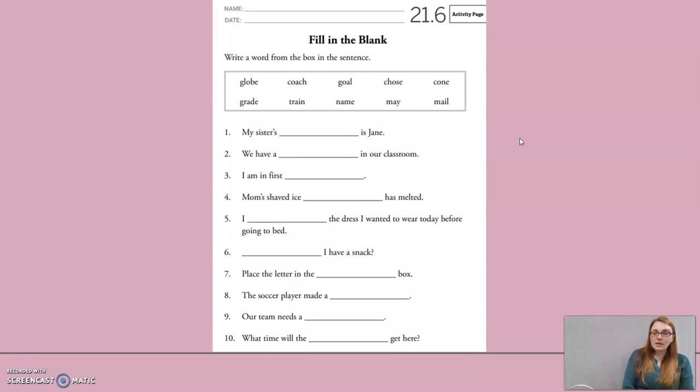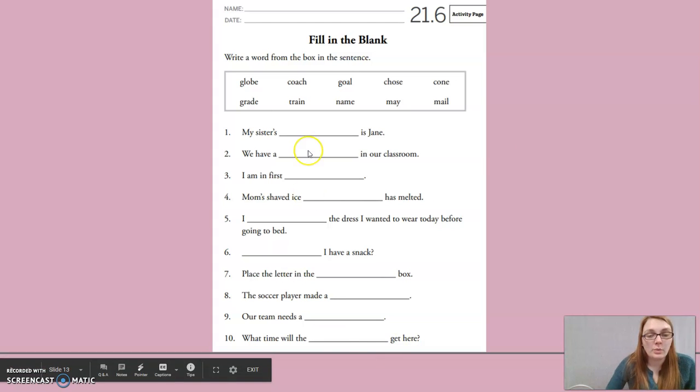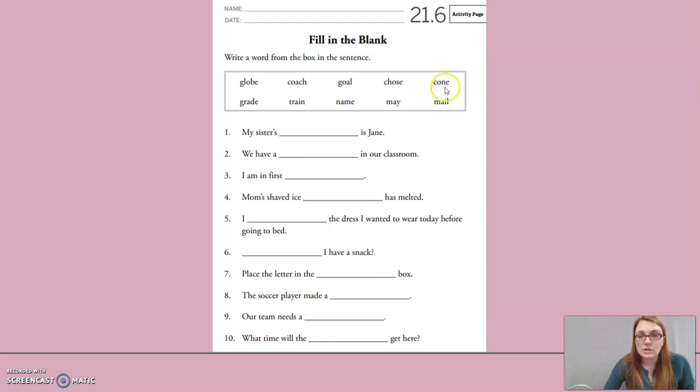Okay. Now when that's all over, activity page 21.6. Fill in the blank. So write a word from the box in the sentence. There are 10 words to choose from, and they'll fit in one word in each sentence. We have globe, coach, goal, chose, cone, grade, train, name, may, and mail. I'm sure you noticed we have different sound spellings for the O sound and the A sound.